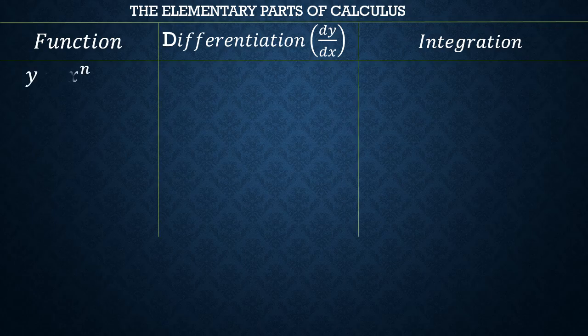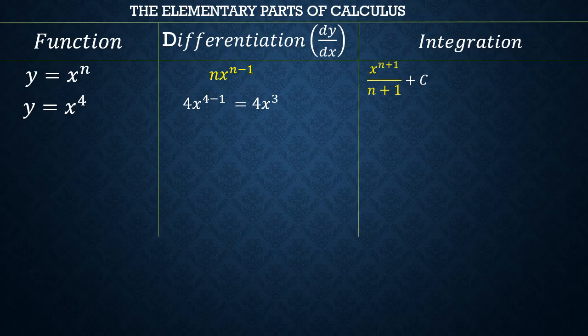Let's assume that we have a function such as y equals x to the power n. Differentiating that gives us n x to the power n minus 1. Integrating that gives us x to the power n plus 1 over n plus 1 plus c. Great. Let's take one example, just one. Let's say we have y equals x raised to the power 4. Differentiating that gives us 4x raised to the power 4 minus 1, that gives us 4x cubed. Integrating that, guys, gives us x raised to the power 4 plus 1 over 4 plus 1 plus c. Simplifying gives us 1/5 x raised to the power 5 plus c.